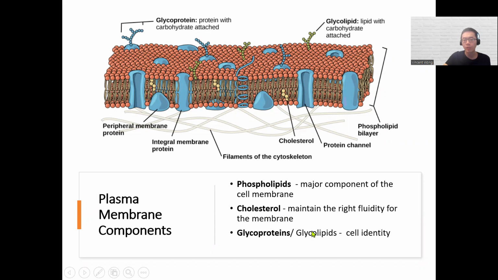And then the glycoproteins or glycolipids, it's important for something called cell identity. In a nutshell, it helps your body to distinguish what belongs to the body and what does not, right? That, of course, is an important feature for your immune system. Right?